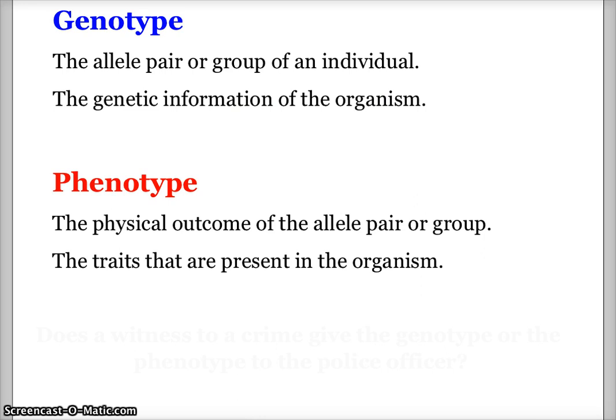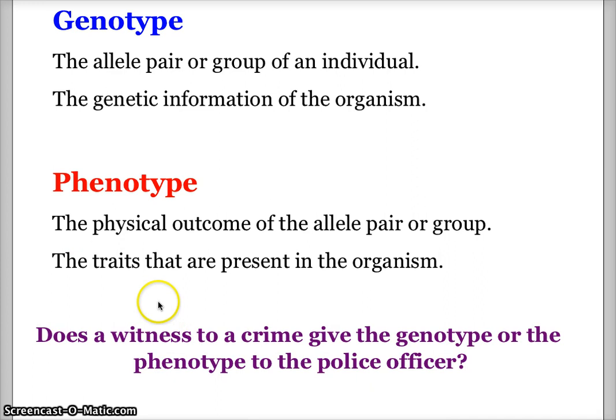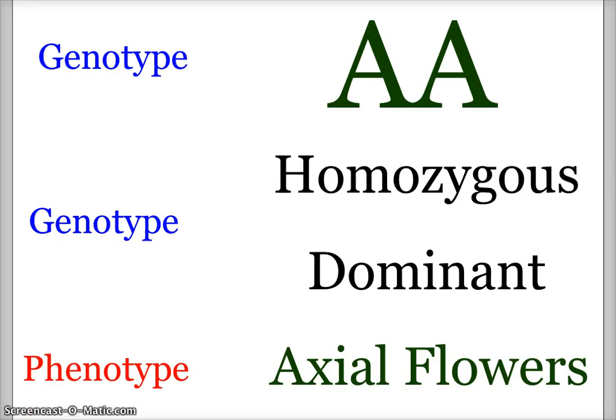So the genotype, this is the allele pair or group of an individual. So this is the genetic information for the organism. The phenotype is the physical outcome of the allele group or pair, and these traits are present in the organism. So, does a witness to a crime give the genotype or the phenotype to the police officer? Of course they'd give the phenotype, because you couldn't see the genes, you couldn't see the alleles inside the individual.